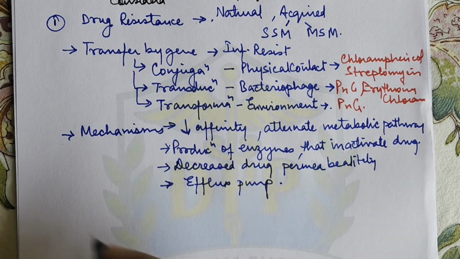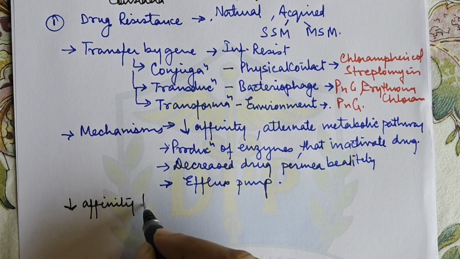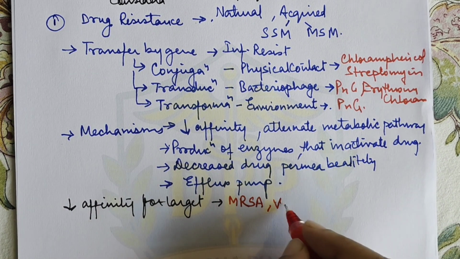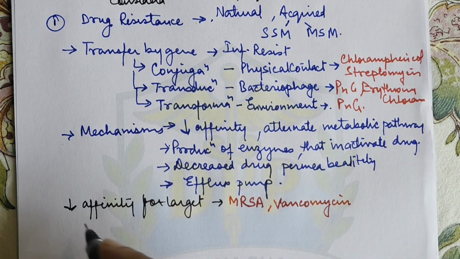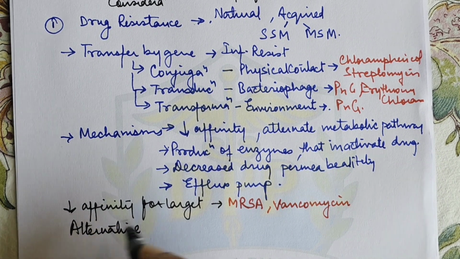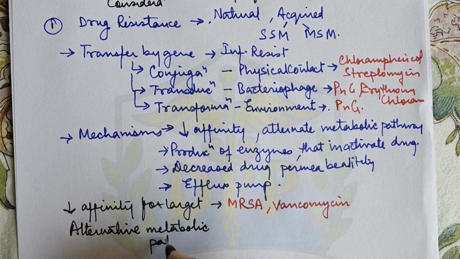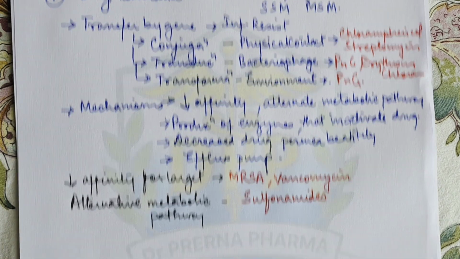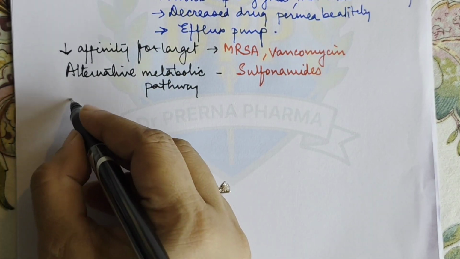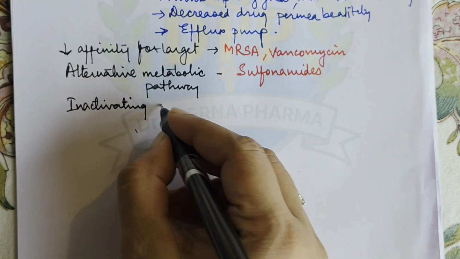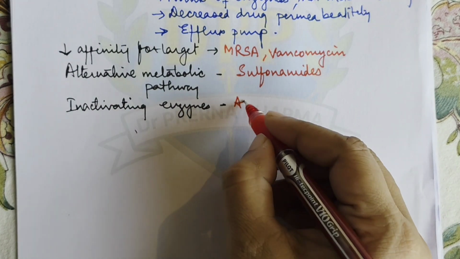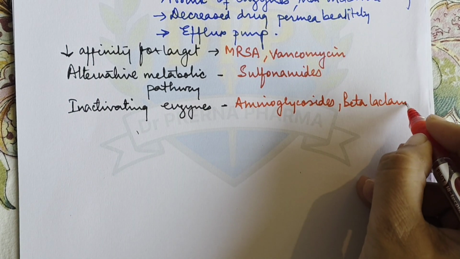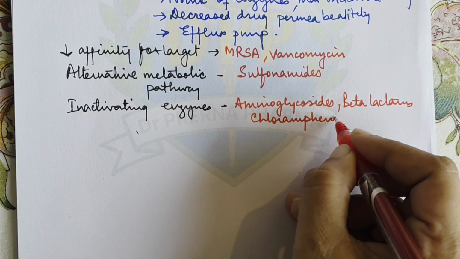Now if I talk individually, decreased affinity for target happens in the antibiotics, that is MRSA and vancomycin. See, questions are asked on individual drugs, what is the mechanism of resistance in this drug, so you need to have this knowledge. Alternative metabolic pathway is generated in which drug? That is sulfonamides. Okay, then inactivating enzymes. Inactivating enzymes, यहाँ पे कौन सा ड्रग आती है? This is aminoglycosides, beta lactams, and chloramphenicol, right?